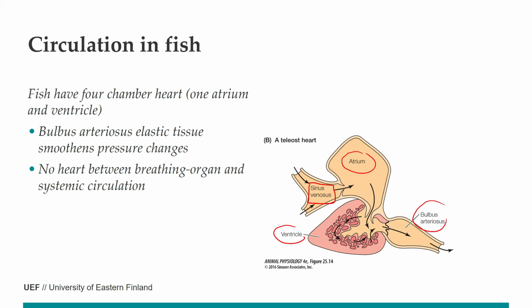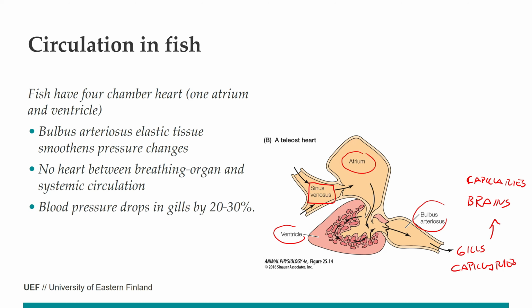And there's no heart between the breathing organ and the systemic circulation. So the basic idea is that we have the gills, and from there we have, for example, the brains. And in the gills we have capillaries, as well as in the brains we have the capillaries. And that means that blood pressure is dropping at least by 20%, even 30% in the gills where we have the capillaries.